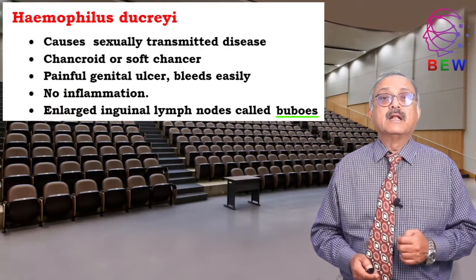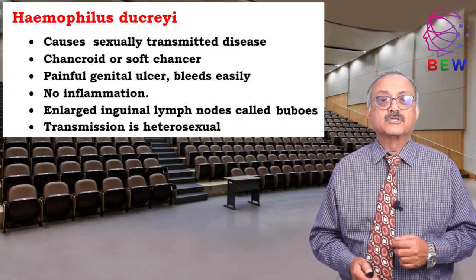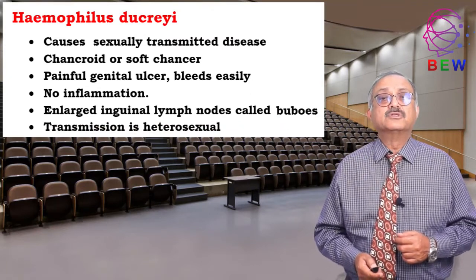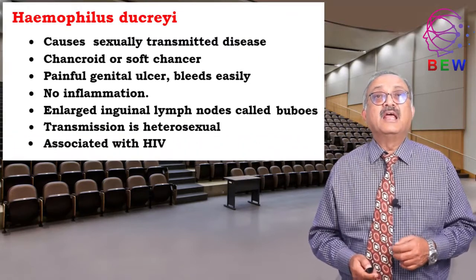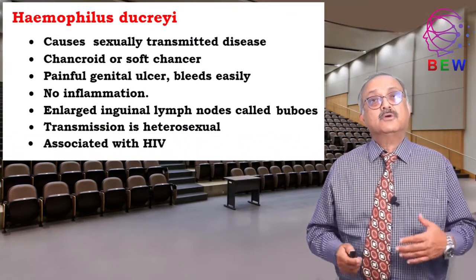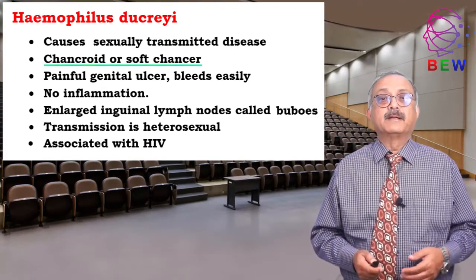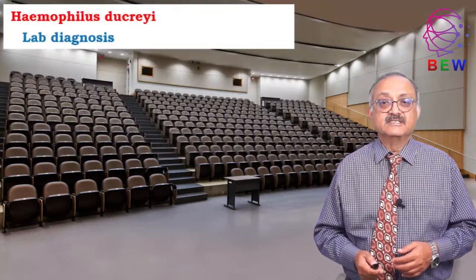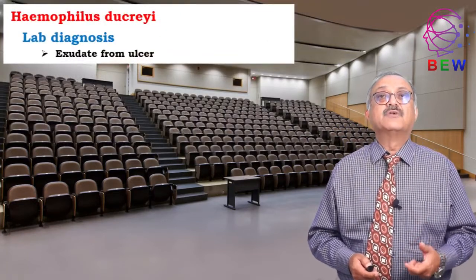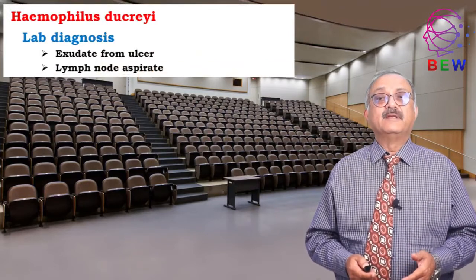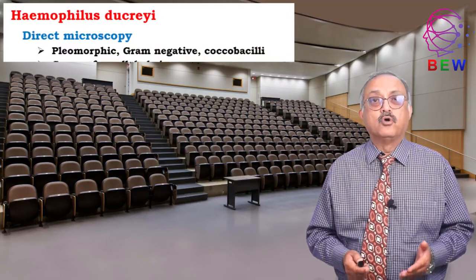Common cause of genital ulcers in developing countries. Transmission is predominantly heterosexual. Male to female ratio is 3:1 to 25:1, and chancroid and HIV go hand in hand. Those with low immunity are likely to develop chancroid if they have picked up a sexually transmitted disease. Lab diagnosis: take the exudate or swab from the edge of the ulcer and lymph node aspirate. Direct microscopy will show pleomorphic gram-negative coccobacilli.